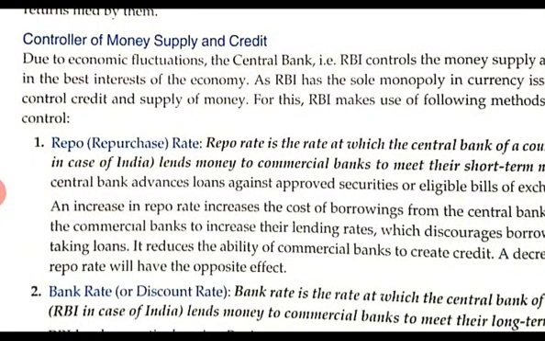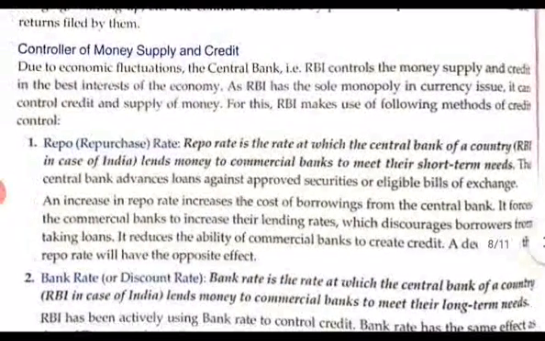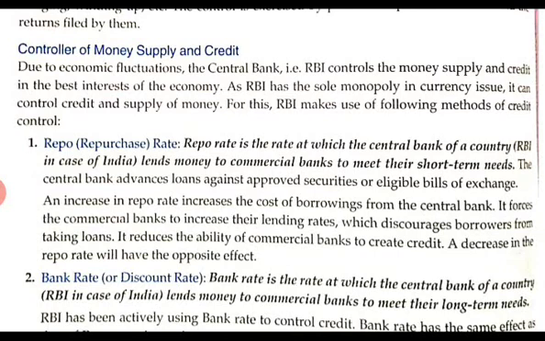For this, the Reserve Bank of India makes use of the following methods of credit control. There are various instruments, or various methods, of controlling the credit. We will discuss those methods one by one. The first method, or the first instrument of credit control used by the RBI, is the repo rate. It is also called the repurchase rate. Repo rate is the rate at which the central bank of a country, that is RBI in case of India, lends money to the commercial bank to meet their short-term needs.